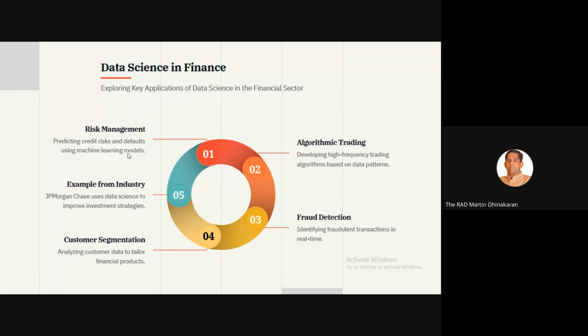Next is algorithmic trading. And I just want to say, in fraud detection, how data science is employed is based upon decision trees, random forests, and neural networks. There are many kinds of neural networks, CNN, convolutional neural network, ANN, artificial neural network. There are a lot of networks available for fraud detection.